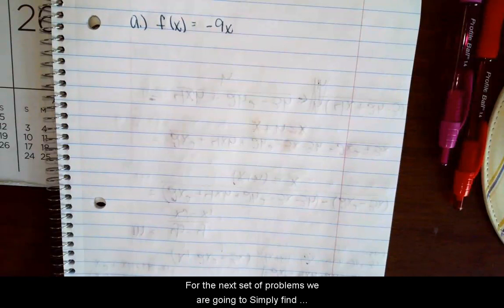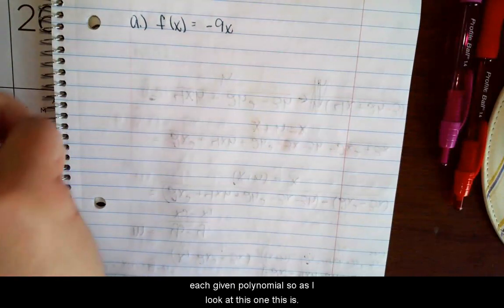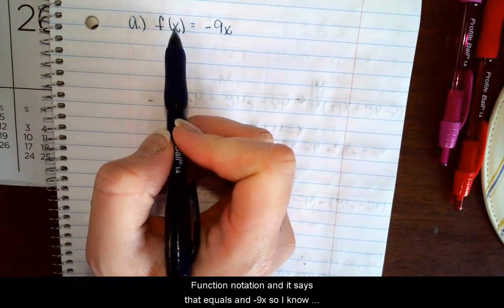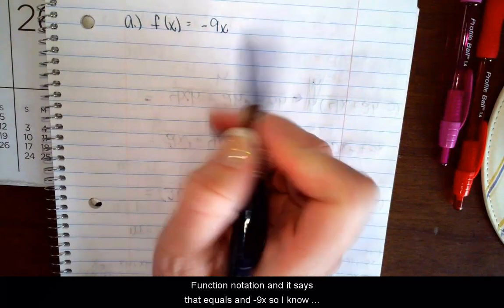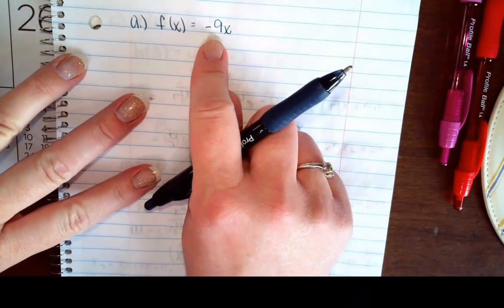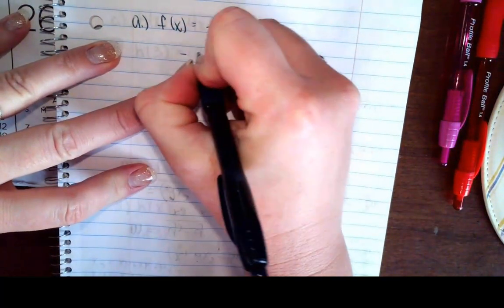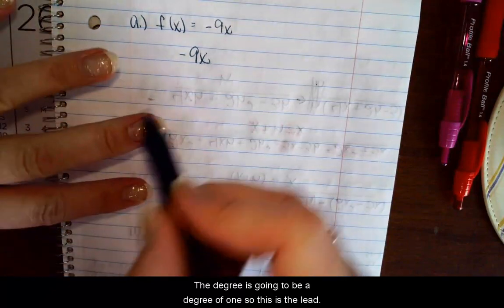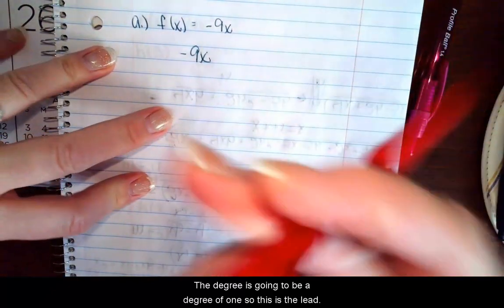For the next set of problems, we are going to simply find the degree, the lead term, and the leading coefficient for each given polynomial. So as I look at this one, this is function notation, and it says it equals a negative 9x. So I know that my lead term is a negative 9x, okay? The degree is going to be a degree of 1.